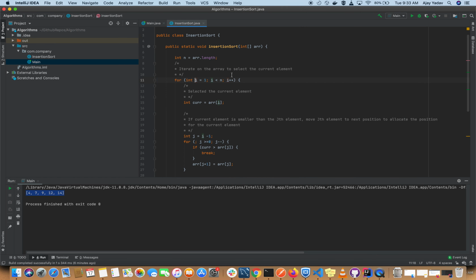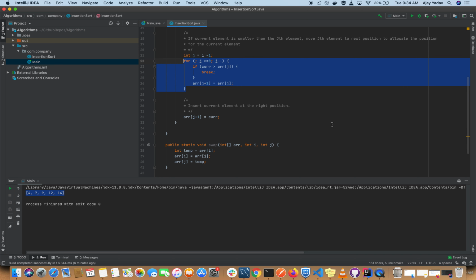Now let's move to the coding part, how this algorithm is written. In the first loop, I'm iterating over each element to select our current element. Here is a for loop. Here you will find if my current element is greater, then that's the position where I have to insert the element, a break. Otherwise, I will move my jth element to its next position to make room for the current element. And whenever I find the position for the current element, I will insert it.